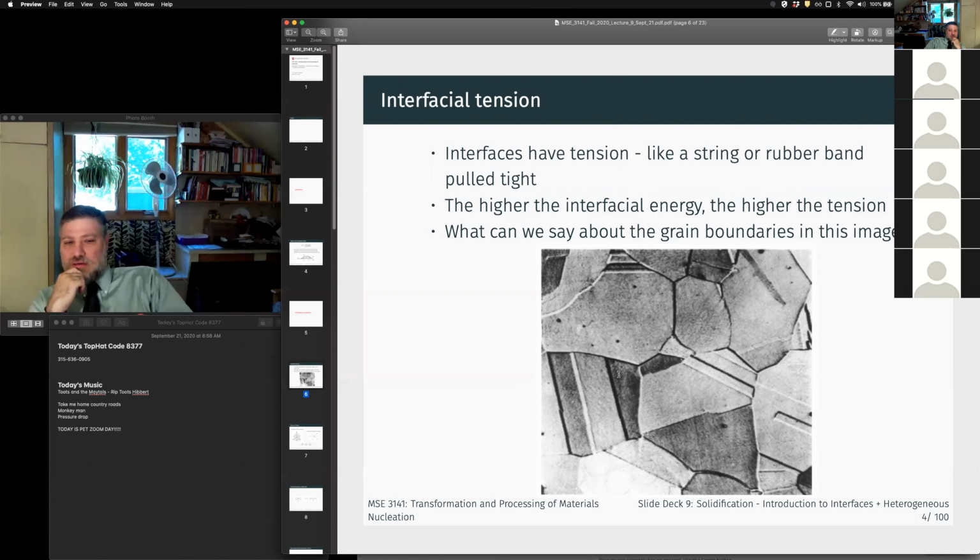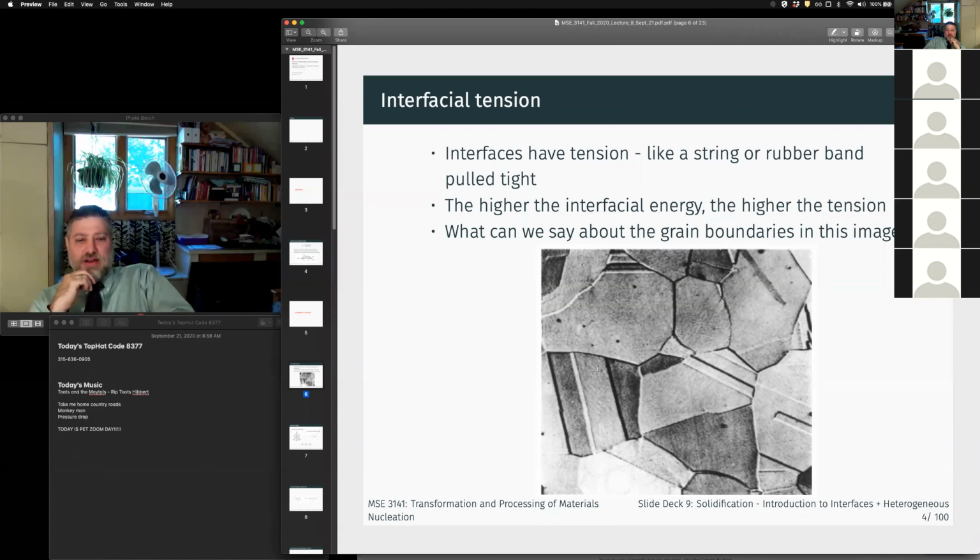I'm going to take a shot here because I'm kind of famous for doing that. Go ahead, take a shot. I think it's because these grain boundaries look very ordered. There's not a ton of branching. There aren't that many of them. I think there'd be less tension because of that. Am I correct? Sort of, right?